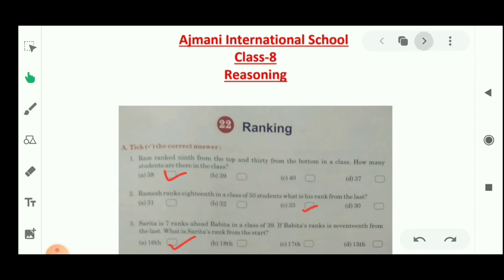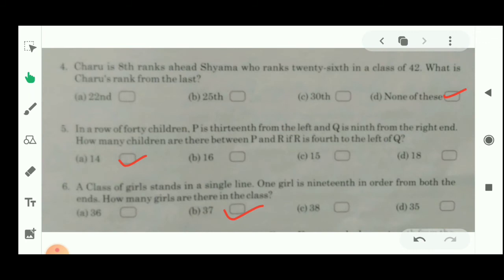Let's see the question number 4. Question number 4 is: Charu is 8th rank ahead of Shyama, who ranks 26 in a class. Students, you can see here Shyama's rank is given as 26, but it is not given whether from the top or from the bottom. So we can't solve this question. So its answer will be none of these.